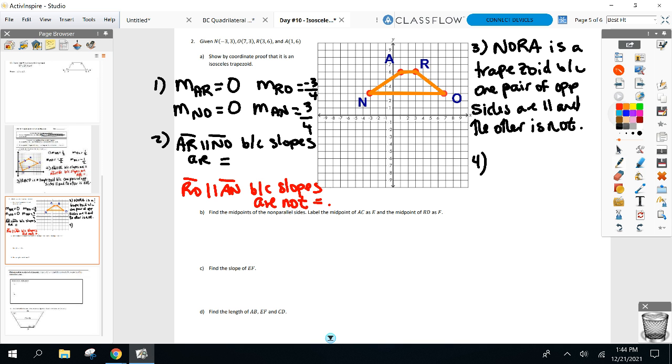All right, so I have a trapezoid. Now I need to prove the legs congruent to make it isosceles. So in your group right now, go ahead, find the distance of AN and find the distance of RO. All right, I'm not even giving you the distance formula. It should be either known or we can look it up pretty quick in your packet. Okay, what is the distance of AN and RO? And hopefully they come out to be the same. Go ahead.